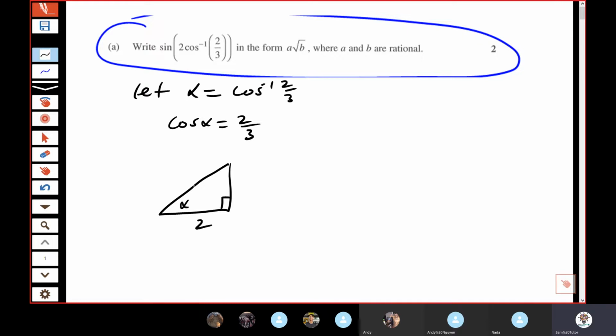Alpha is there, adjacent 2, hypotenuse 3. 3 squared, take away 2 squared is 5, so that becomes square root of 5. Any questions at this stage?